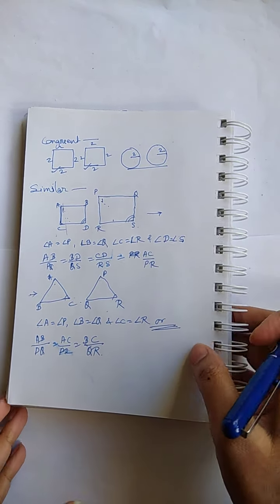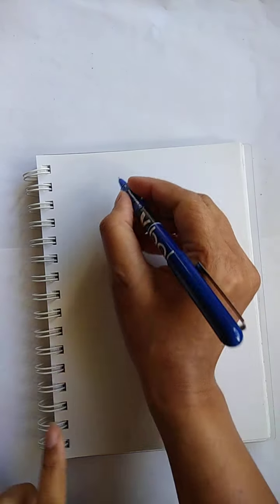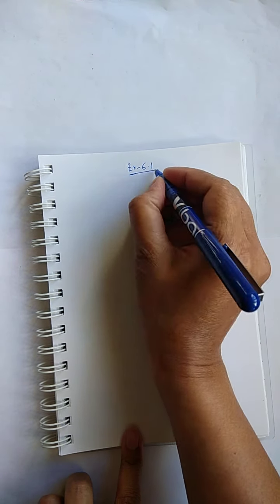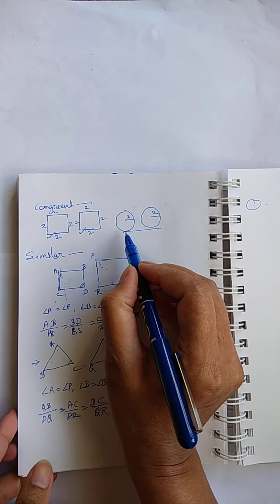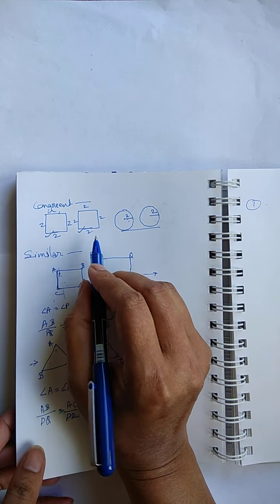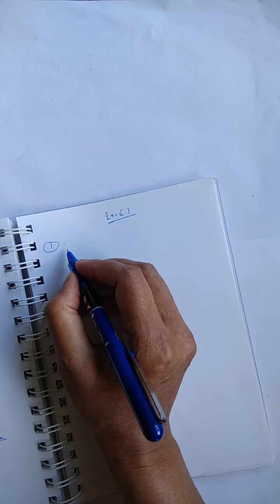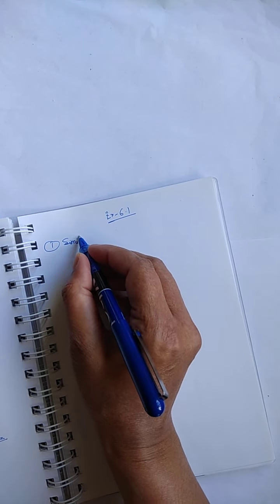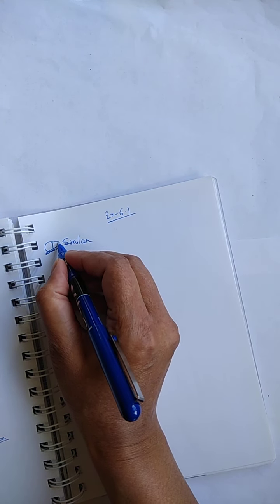Now we will solve exercise 6.1. So the first one is: all circles are congruent or similar. Here we already explained, all circles with the same radius are congruent, but here it's not mentioned whether the radius is the same or not. So all circles are similar. So the first one is similar.